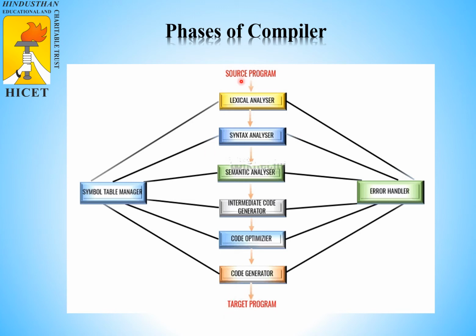In each and every phase, it is interconnected with two other components. One is the symbol table manager, and the other is the error handler. We have this error handler because the compiler also does the task of producing error messages during the translation of the source program to the target program.